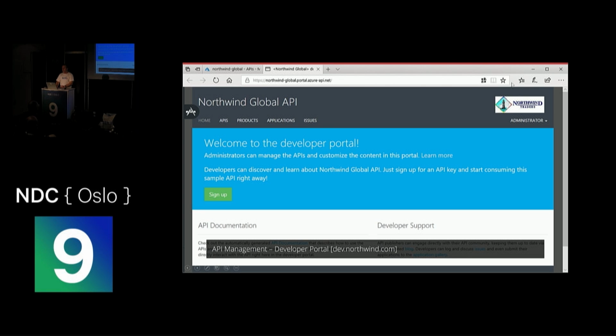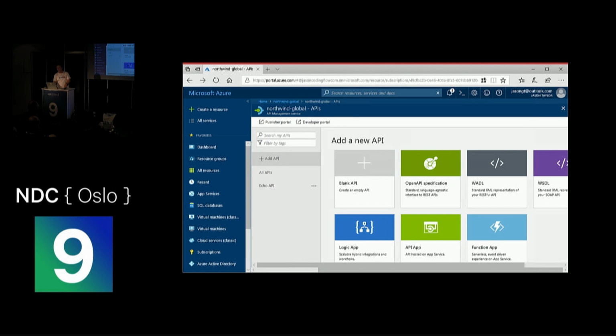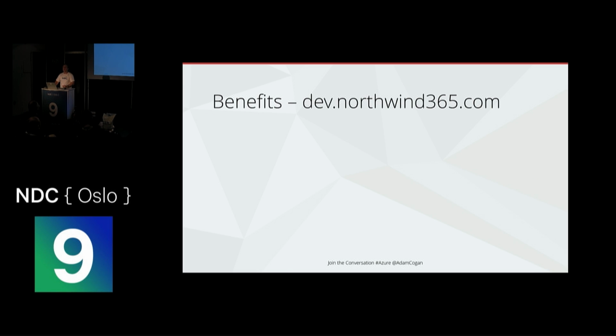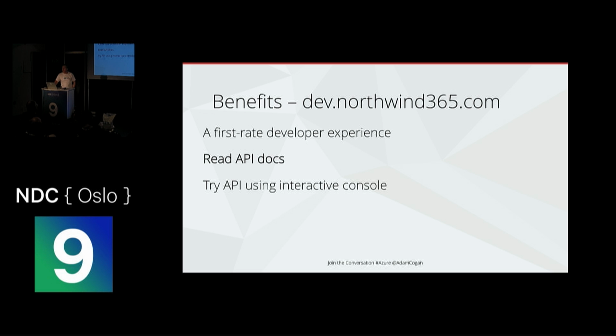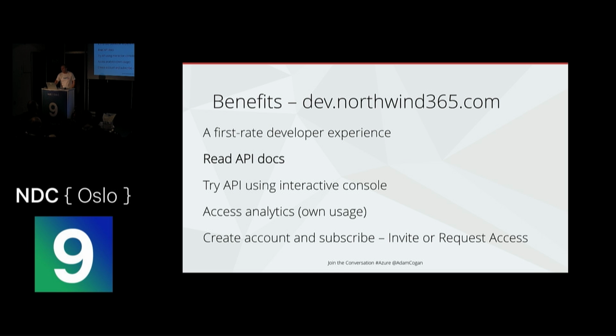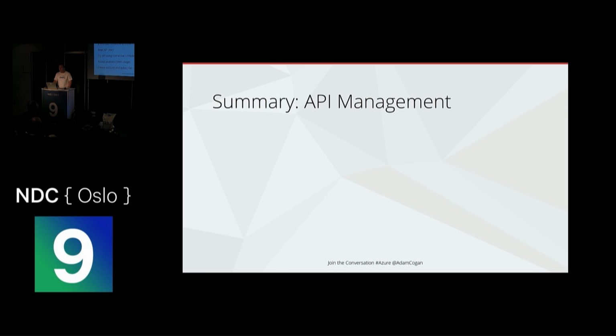The only thing I've customized here is put the Northwind logo there, but that is kind of the UI that people will expect. He'll come in to see this open API spec. It's another word for Swagger. So we come in there, we click that, and he now has published his API. It's a first-rate developer experience for everyone. You can now read the API docs nicely. You've got this interactive console for you to test out the services. You've got your own usage stats, and people can be invited or request access.